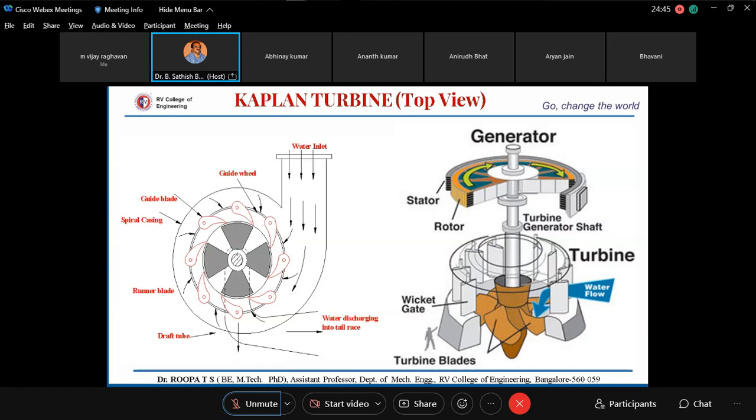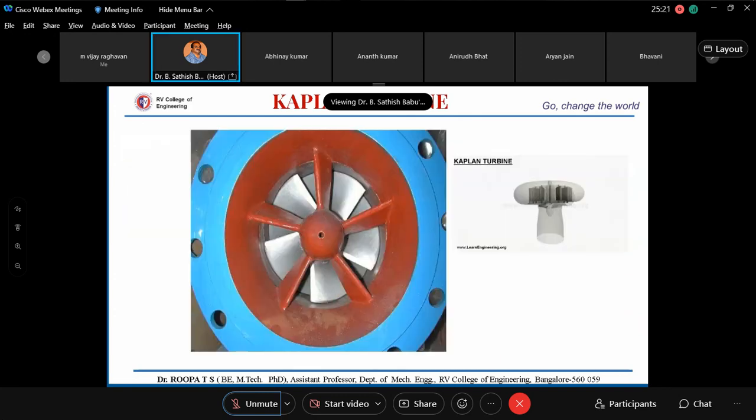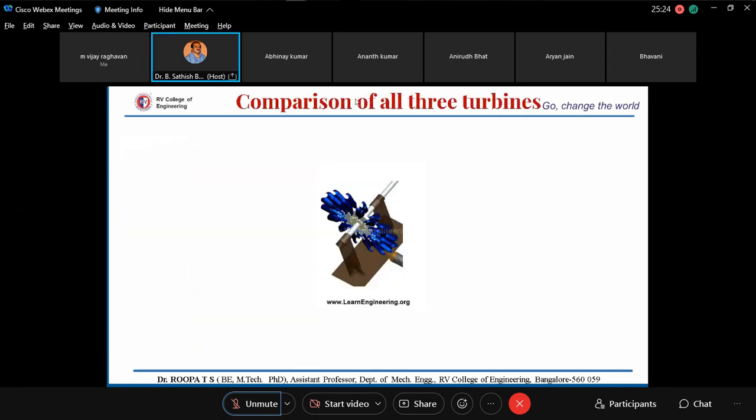I'm not going into detail on the working principle as we already discussed it in the previous class, and we have also seen the video showing the entry and exit of water and the rotation of blades. This is a turbine which resembles the propeller of a ship. The center rotor resembles the propeller of a ship. These are the guide blades, which are adjusted to change the angle of entry of water. This is the actual plant photos and the comparison of all three turbines.